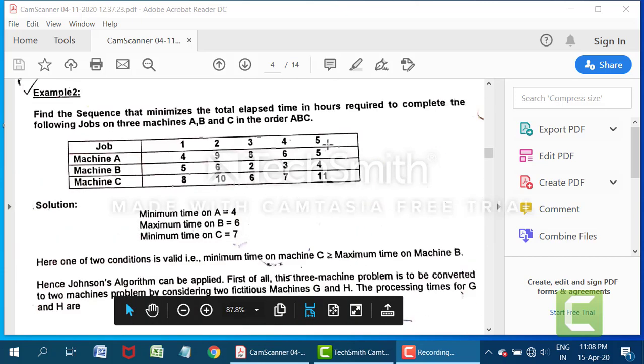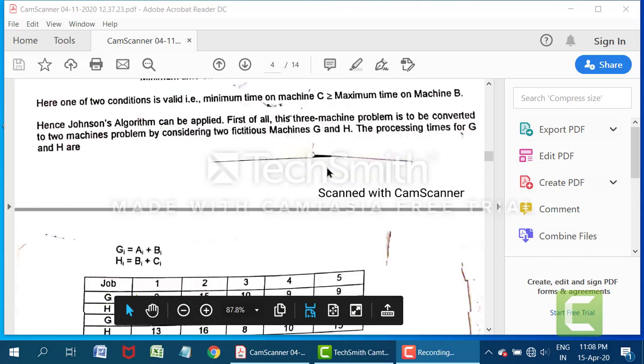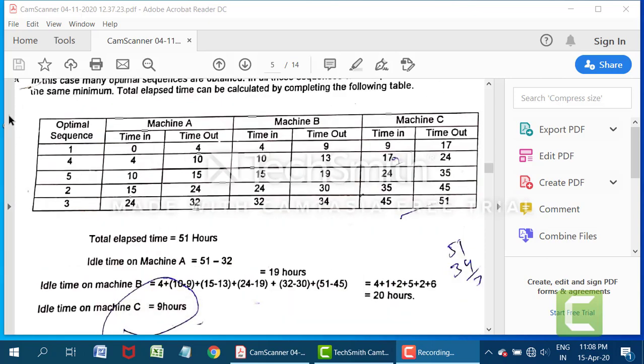Fifth job for 4 minutes. 15 plus 4, the clock time is 19. Here 19, here it is 24. So by clock time 19, the fifth job's operation was over on machine B.